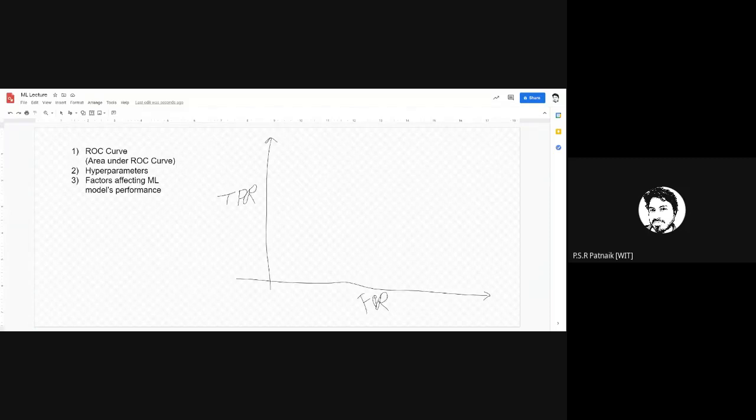Because in examinations, these words are very interchangeably used, and I have often seen students get confused whenever we change this name. So that's why I want you to find with what other name TPR and FPR are known as.